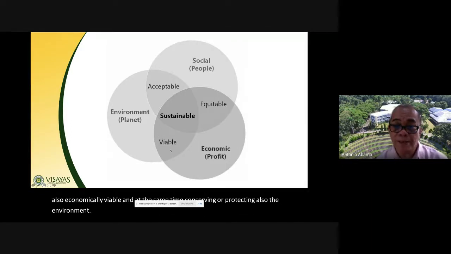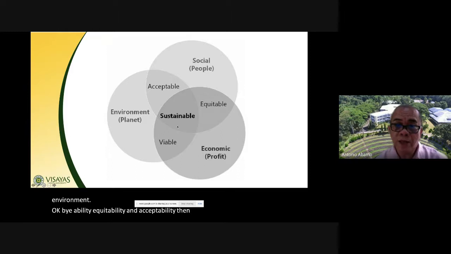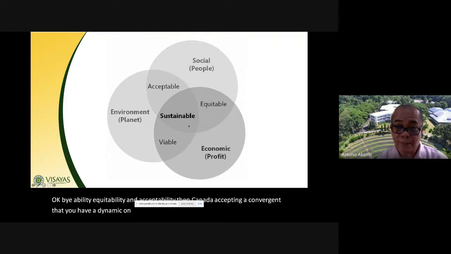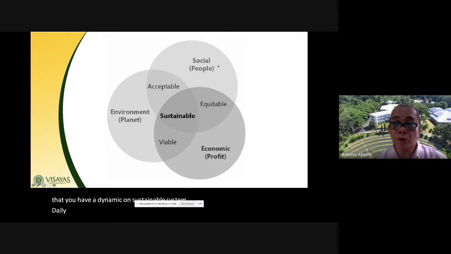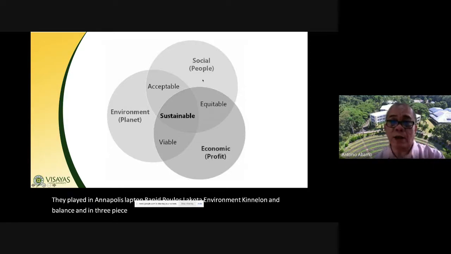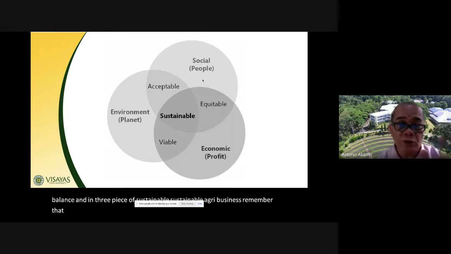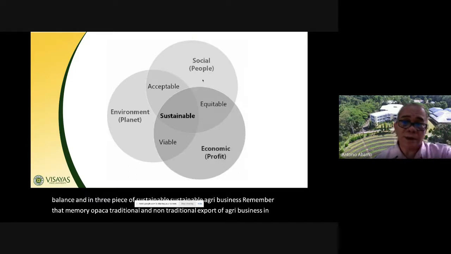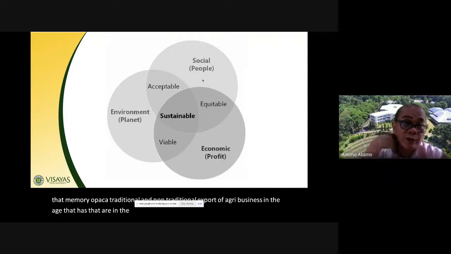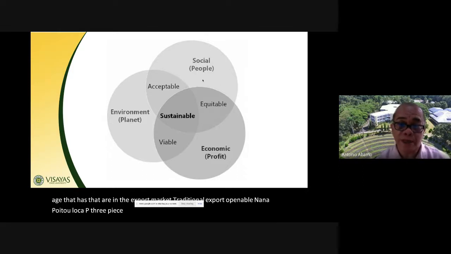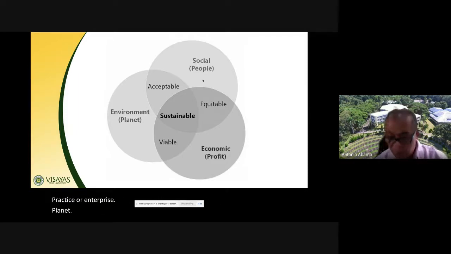Okay, viability, equitability and acceptability, and where they converge in the middle you have a dynamic sustainable system. We cannot have only profit or only environment. We need a balance of these three P's of sustainable agribusiness. Remember, there were four traditional P's in the export market, but for sustainable agribusiness practice or enterprise there are three P's: planet, people, and profit.